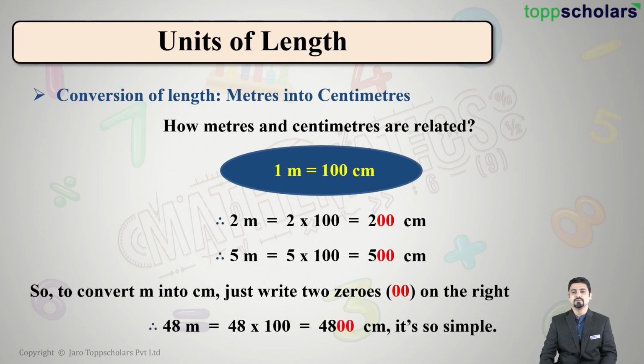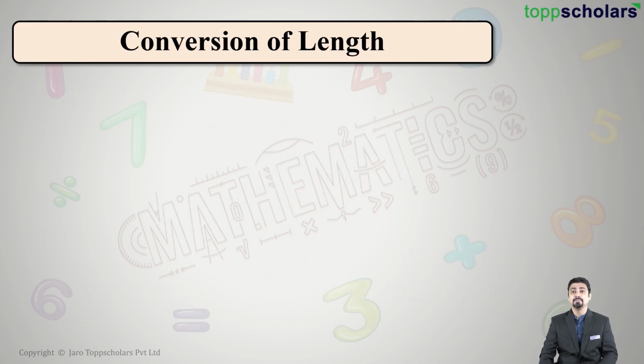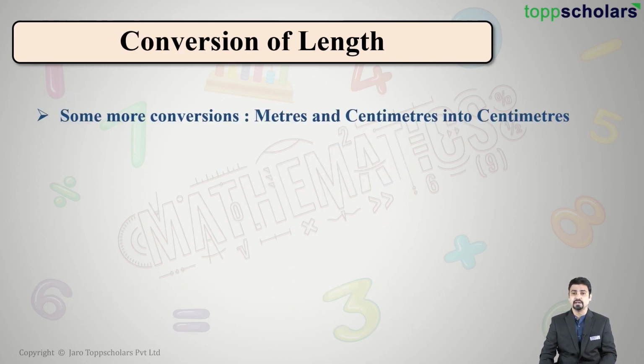Correct? So, 48 meter will be what, my dear students? Simply add 2 zeros to its right. 4800. That is 4800 centimeter. So simple is it? Correct.